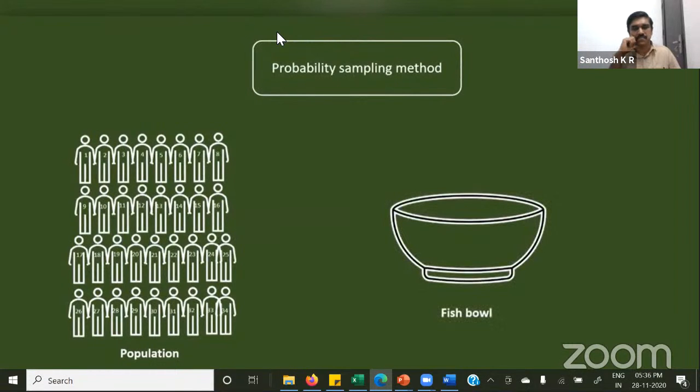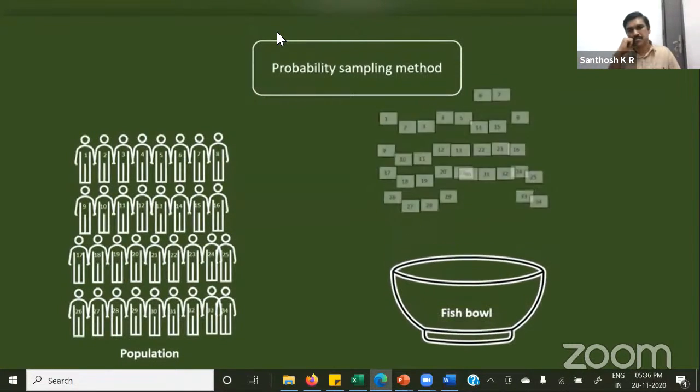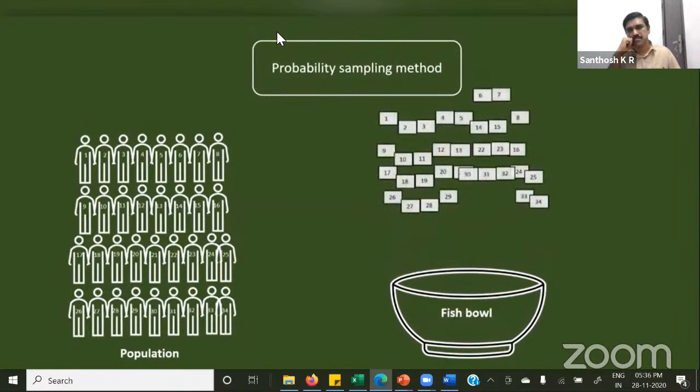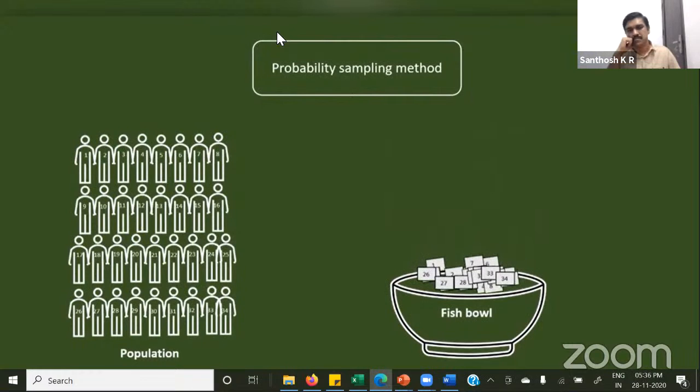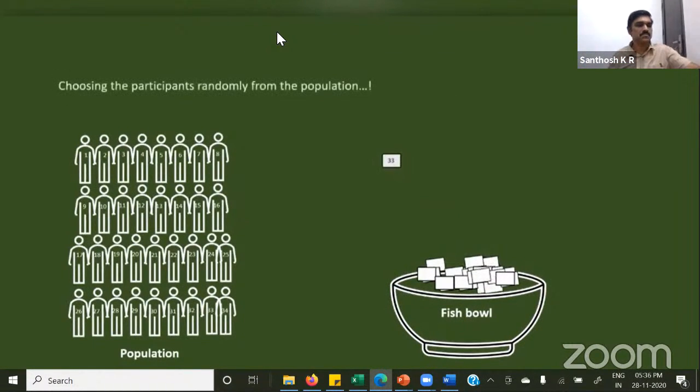First, we can prepare a set of lots with an ID in each. After preparing it, we will fold the lots and deposit them in a fish bowl. Now we can choose one lot after the other from the fish bowl. The individual with the ID in the chosen lot will be considered for the sample. While doing this, we ensure that everybody in the population will get a chance to be included in the sample.